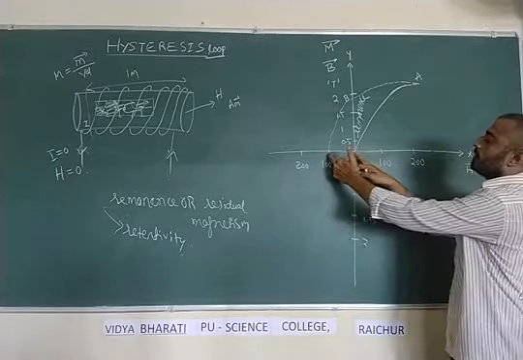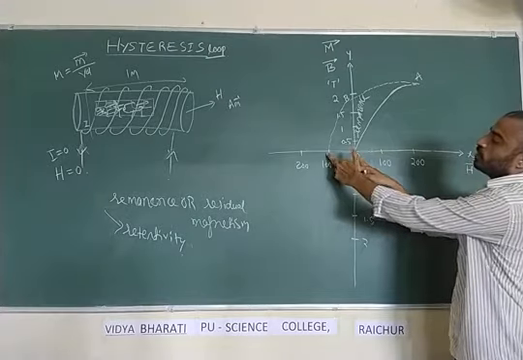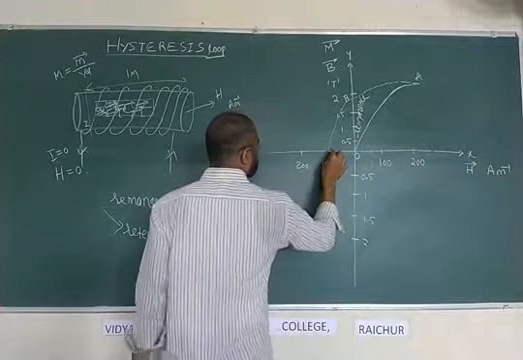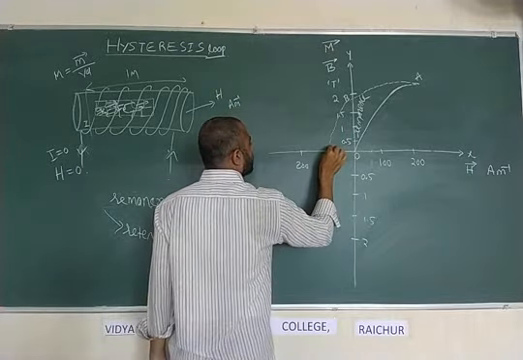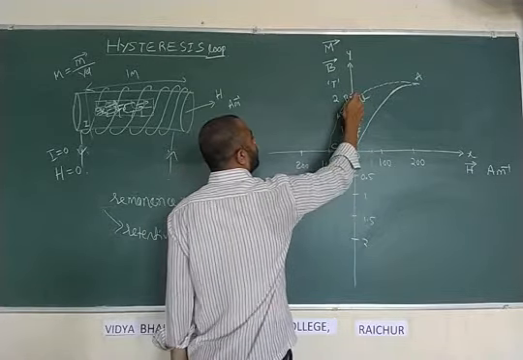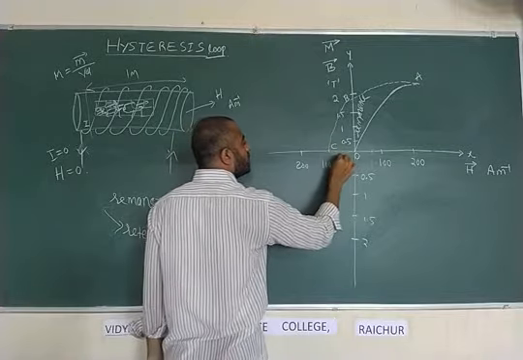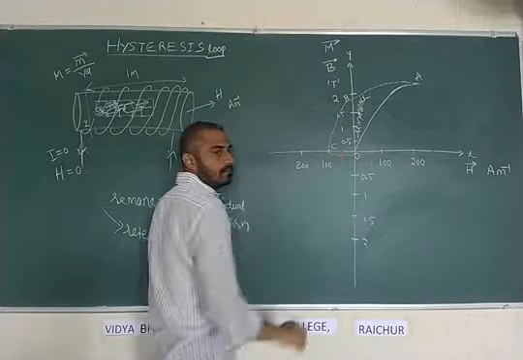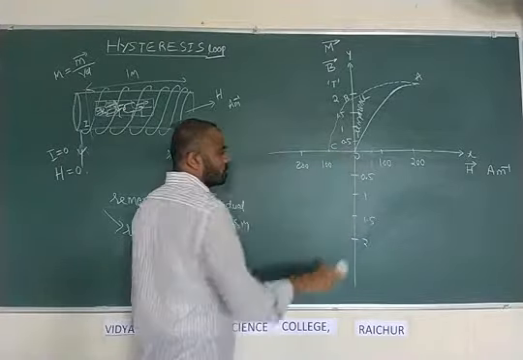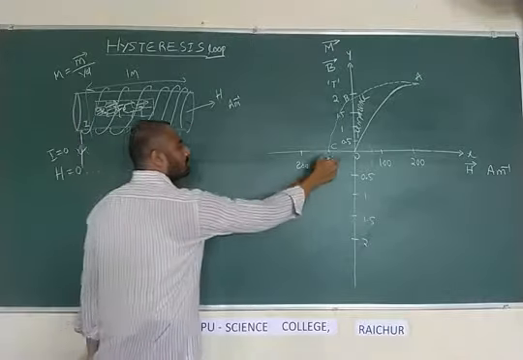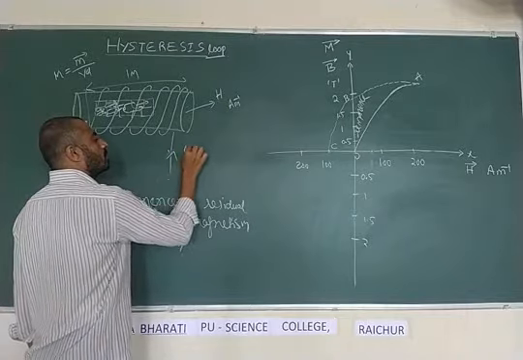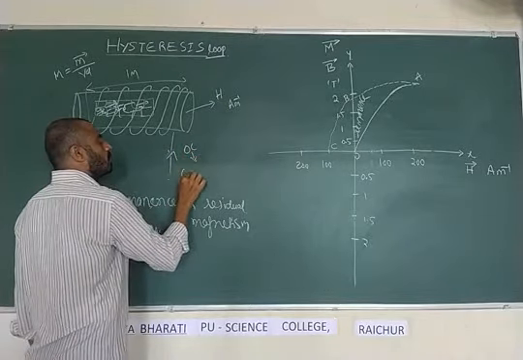This reverse field, whatever is required to make residual magnetism 0, that field is called the coercive field, OC. Now the path traced by the curve is B to C. This OC is a negative field. This is a negative magnetizing field. OC region. This is called the coercive field. OC is a coercive field.